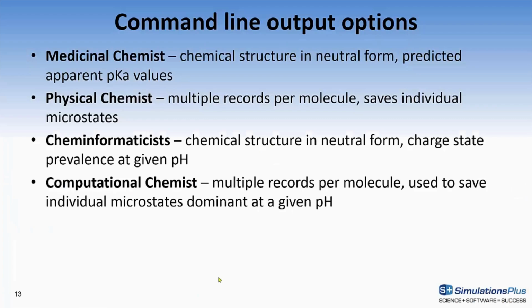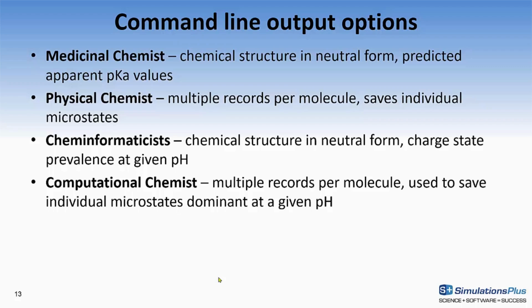This final slide just describes a few of the command line options. If you run ADMET Predictor on the command line, you have different options for outputting compounds in an SD file. The first option is for the medicinal chemist. This gives the chemical structure in the neutral form as the output record in SD, and then gives the predicted pKa values from the model.